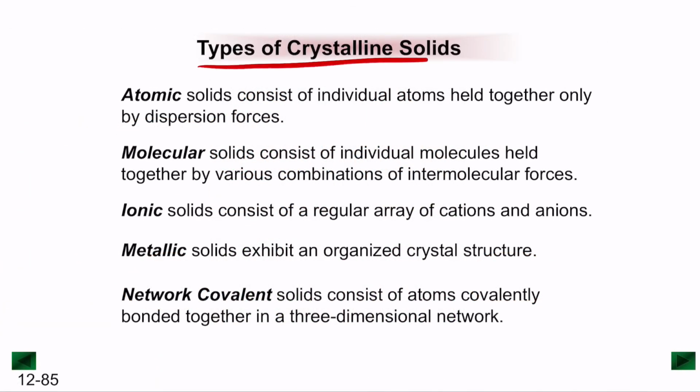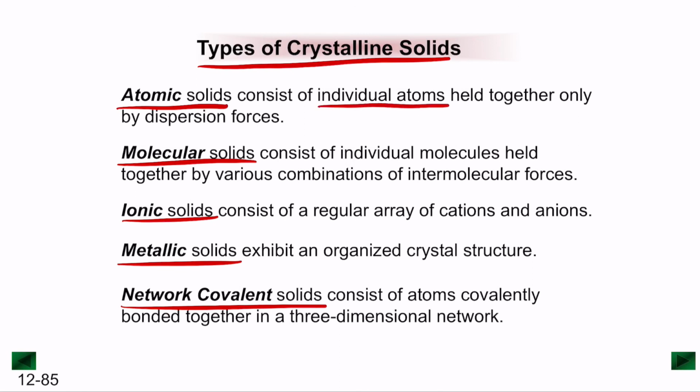Next, let's discuss the types of crystalline solids. So there are five types of crystalline solids. First one is atomic solids, molecular solids, ionic solids, metallic solids, and network covalent solids. Atomic solids are ones that consist of individual atoms held together only by dispersion forces.